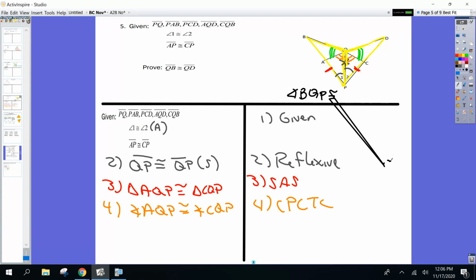Angle BQP congruent to angle DQP by addition and substitution. And then it would have been angle side angle to prove the two big triangles congruent. That was tough. That was high level right there.